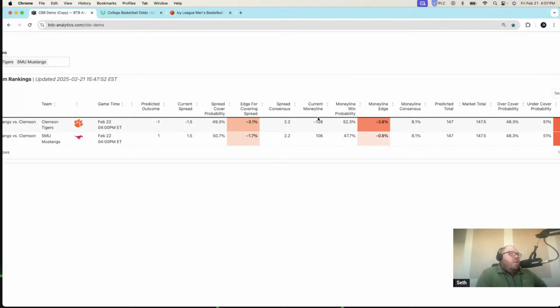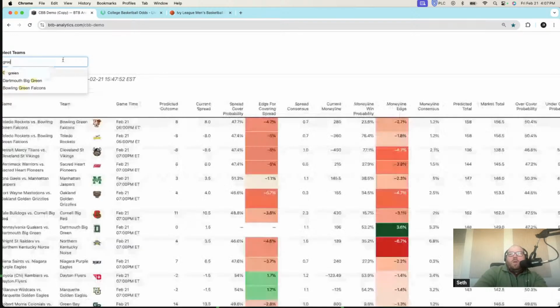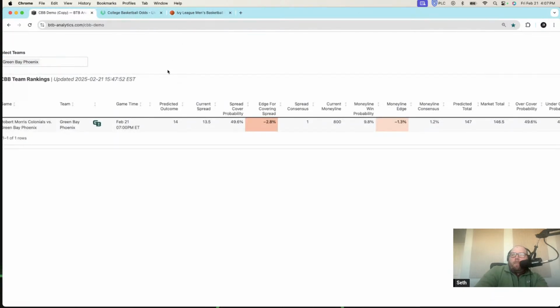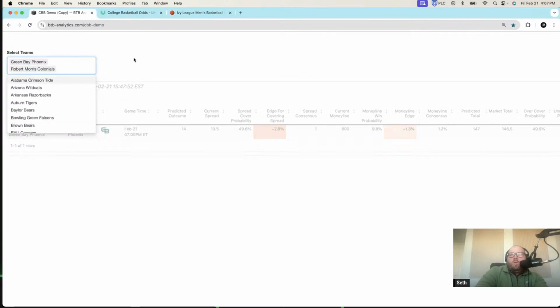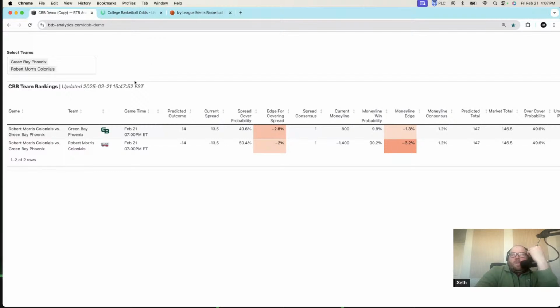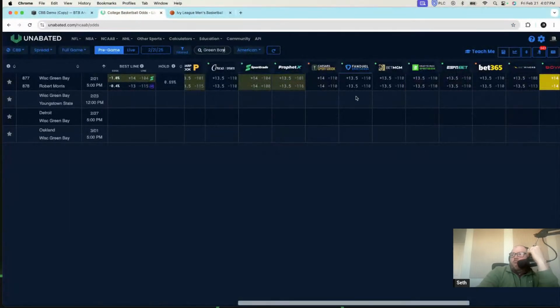West Virginia, Texas Tech. Our model would lean in the direction of West Virginia, small value in West Virginia. Green Bay 14.5. I don't know. Who does Green Bay play? Green Bay plays Robert Morris. You can get a 14.5 right now, because I'm showing that the market's at 13.5, not 14.5. Maybe that's why you're asking.